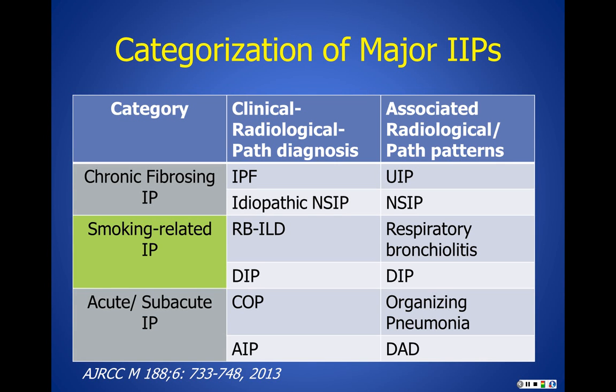So again, chronic fibrosing idiopathic interstitial pneumonia. 2 things. UIP is a pattern on a pathology, which I will explain to you. NSIP is the opposite of UIP pattern. Okay. Smoking-related interstitial pneumonia or RBILD and desquamative interstitial pneumonitis.